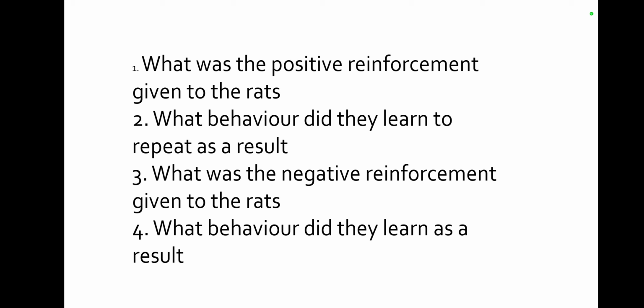So just very quickly, going back to your Skinner box, I'd like you to try and figure out the answer to these questions. Write them onto a sheet of paper for me, please. And again, we'll clarify them in lesson. What was the positive reinforcement given to the rats? What behaviour did they learn to repeat as a result? What was the negative reinforcement given to the rats? And what behaviour did they learn as a result? So just try to pop those onto a piece of paper before we move on. Pause that here.